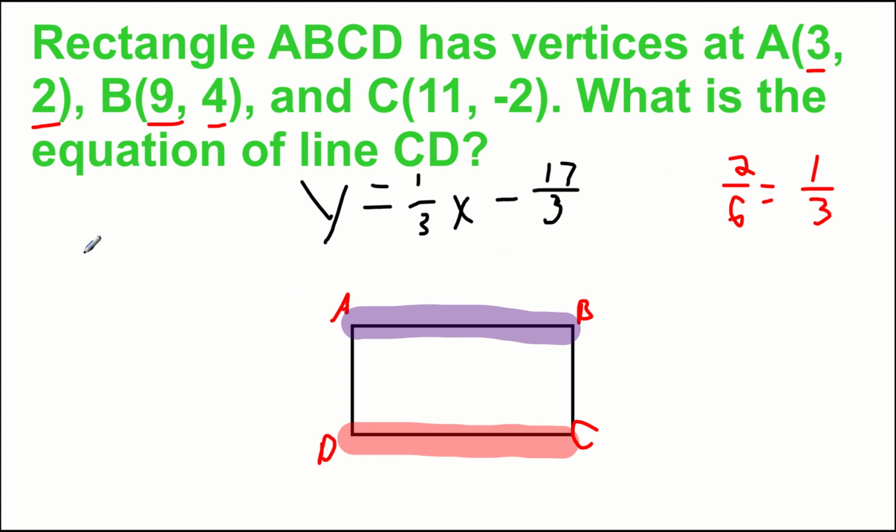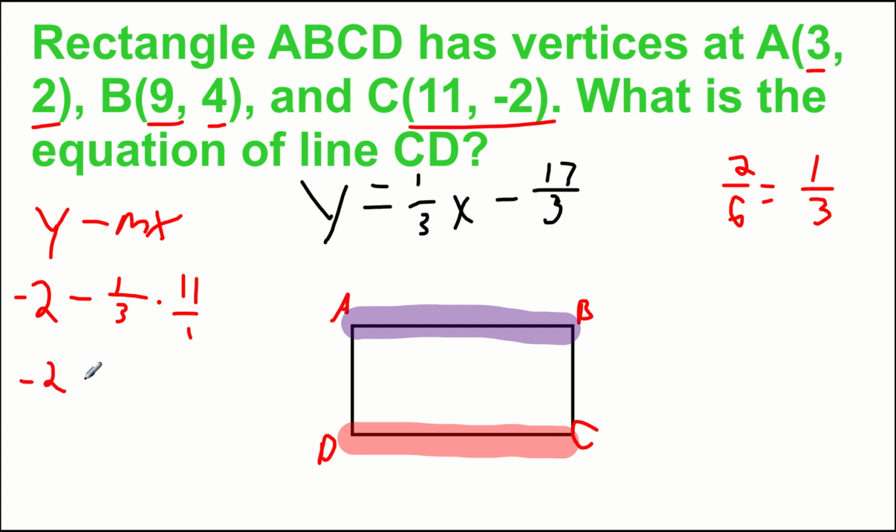This step is where it gets a little trickier. We're still doing y minus mx, same as any of the others. Got to use point C. Well, point C is not going to cooperate very well. So we got a -2 for the y minus 1/3 times 11. When we do 1/3 times 11, fraction times a whole number, we put the whole number over 1, apply straight across top, straight across bottom. So I've got -2 minus, that's going to make 11/3.